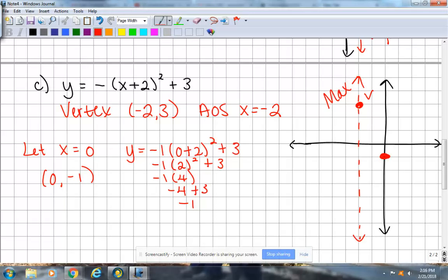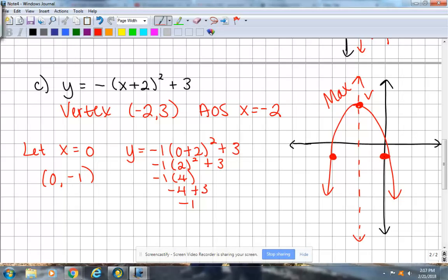How many spaces away is that from my axis of symmetry? 2. So I have to go 2 spaces the other direction. And then you graph it, and it should be upside down. So if it has a negative a term, you're upside down. Positive a term, it's a U. Okay? Negative a term, upside down. Positive a term is a U.